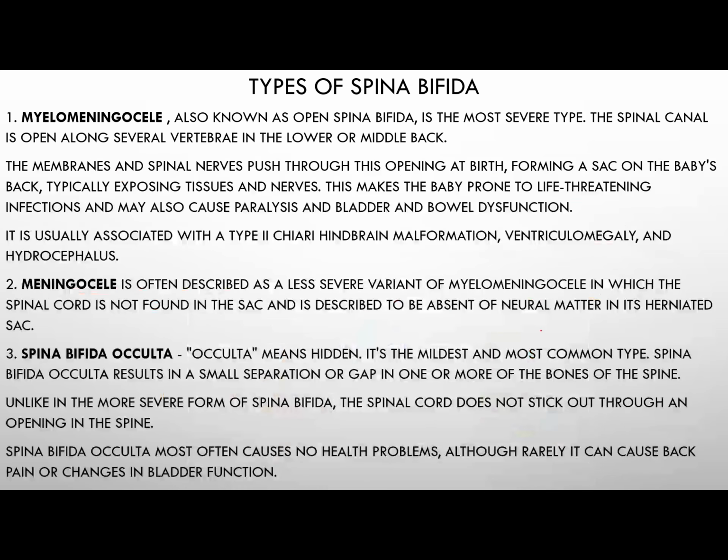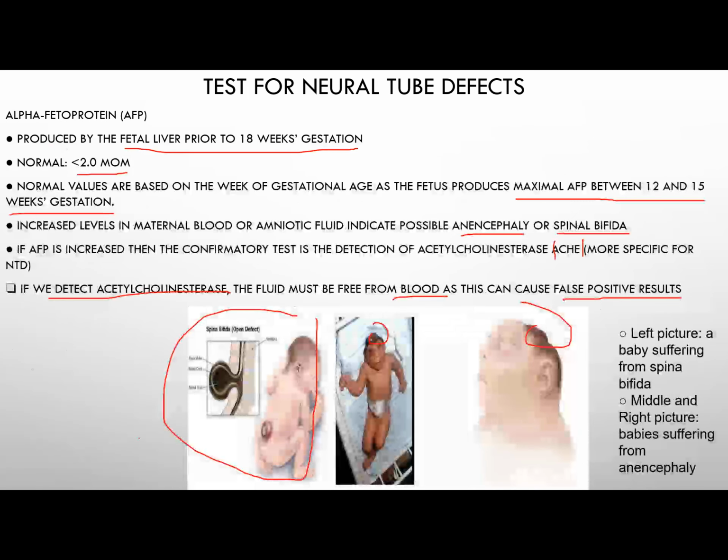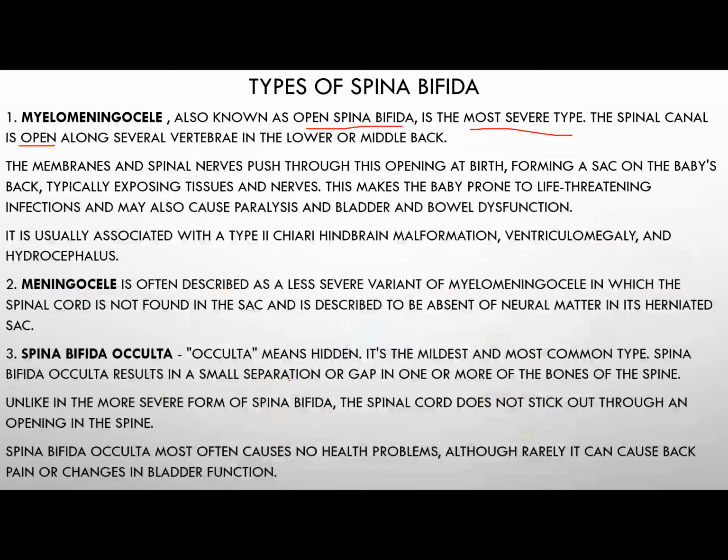Now there are three types of spina bifida. The first one is your myelomeningocele, also known as open spina bifida. This is the most severe type, wherein the spinal canal is open along with several vertebrae. So the spinal canal, if you take a look, class, open siya. This is your myelomeningocele.